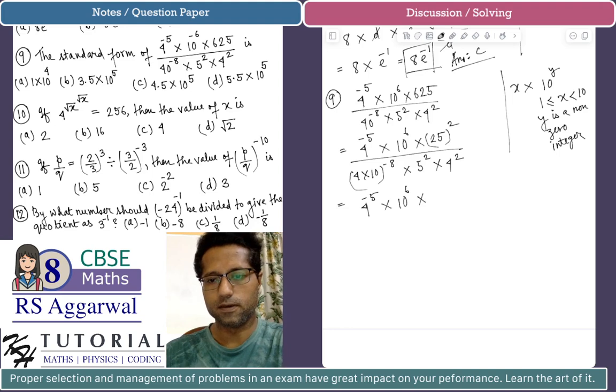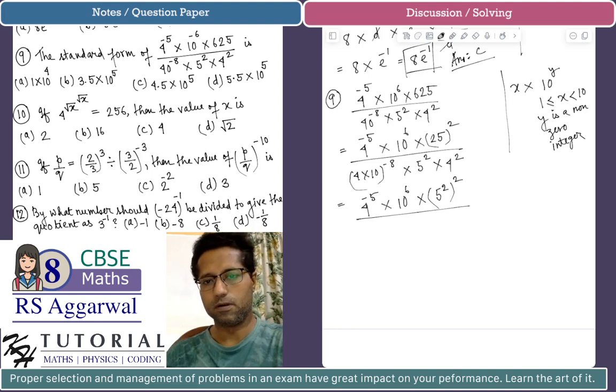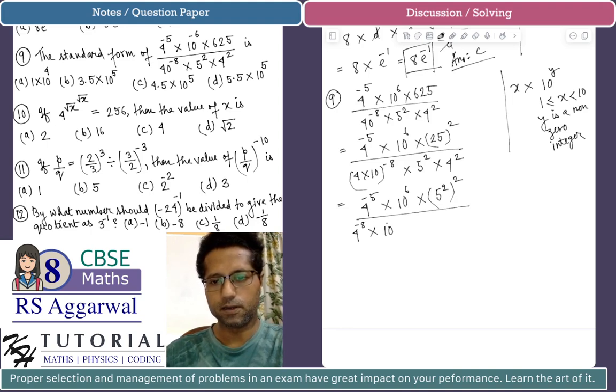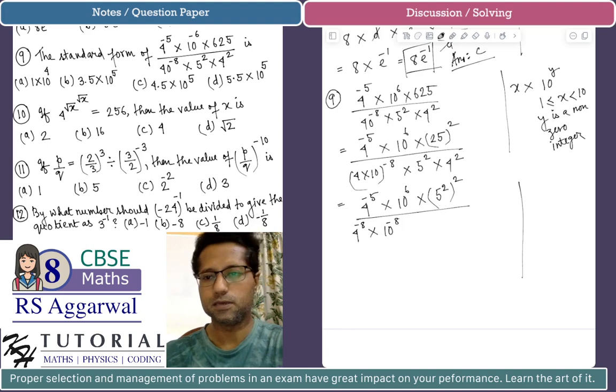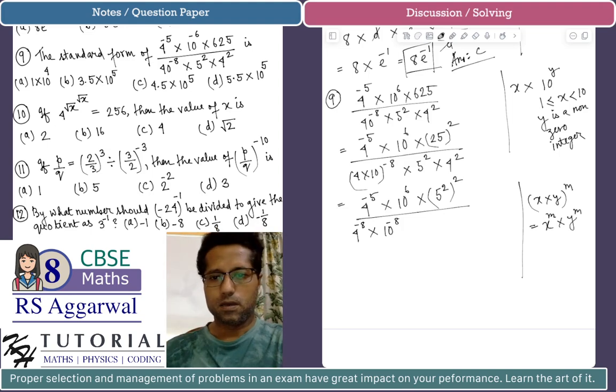25 square, you can say it is 5 square and whole raised to the power 2. Now (4 into 10) whole raised to the power minus 10 can be written as 4 to the power minus 8 multiplied by 10 to the power minus 8. That is, (x into y) raised to the power m is equal to x to the power m multiplied by y to the power m. And we have 5 square and we have 4 square.